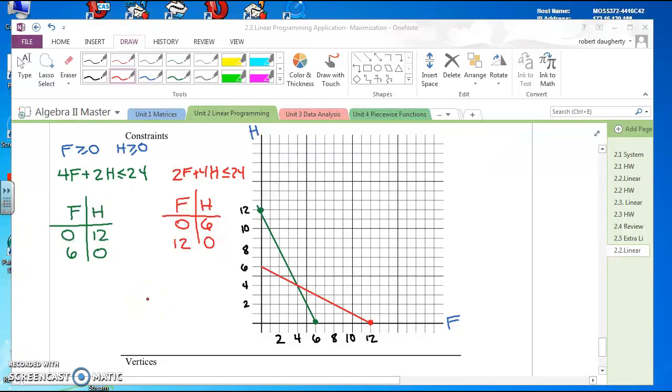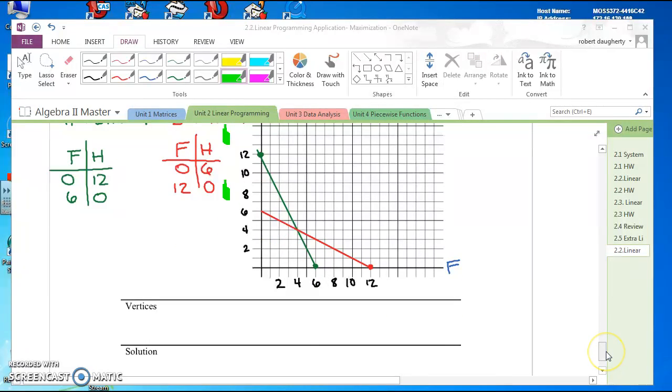Okay, now according to my inequality, I'm shading below the green line and below the red line. So to shade below the green and below the red means I'm shading this area right here. Okay, so that is my feasible region. Once I have the feasible region, I look at the vertices. There's a vertex right there, here's one, and here's one. So I have 4. Some of these are pretty easy to define. So I know that I've got 0, 0.